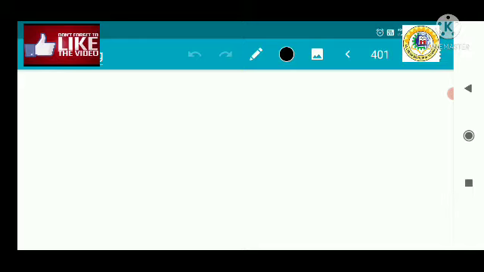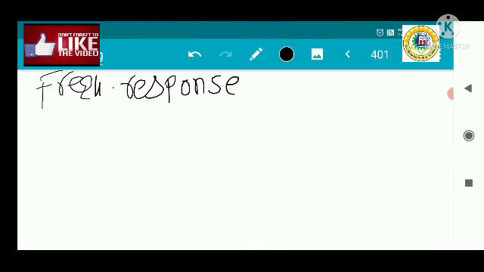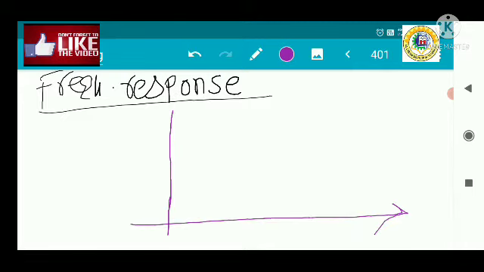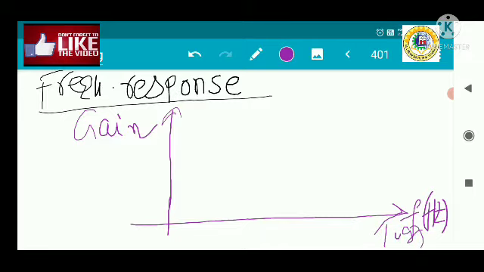Now today onwards we will discuss the frequency response, which is a very important topic. Today onwards we will discuss the frequency response of the amplifier. That means whenever we discuss the amplifier, first we draw the response. Let me explain what that means. Suppose in the y axis we plot the gain and on the x axis we plot the frequency in hertz, and obviously this is in log scale, not the general scale.